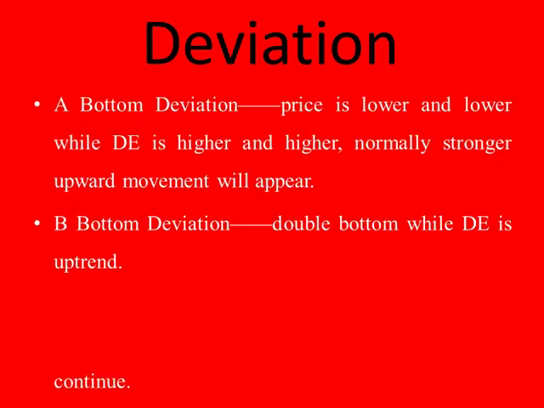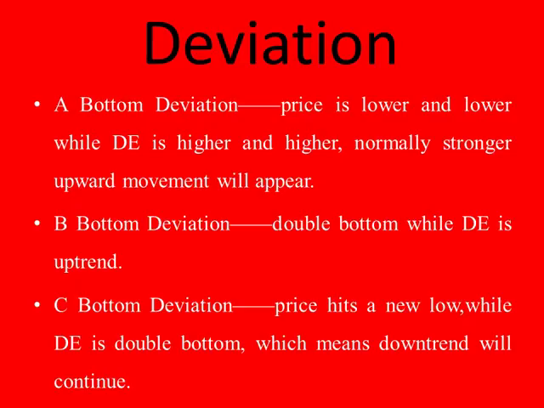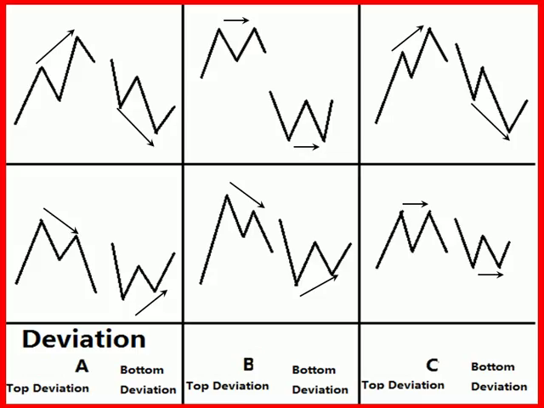Then the next one, B-level bottom deviation. Double bottom while the deviation expert is in an uptrend. So let's see the B level. B level is like this. Double bottom under the deviation expert. Okay.